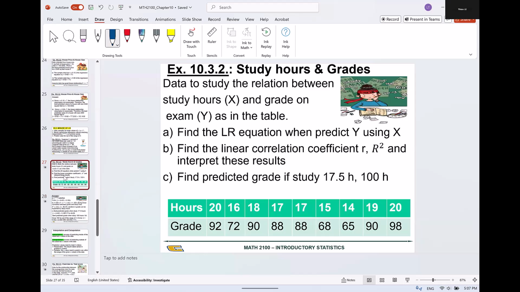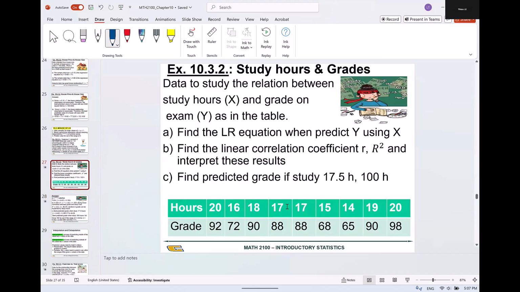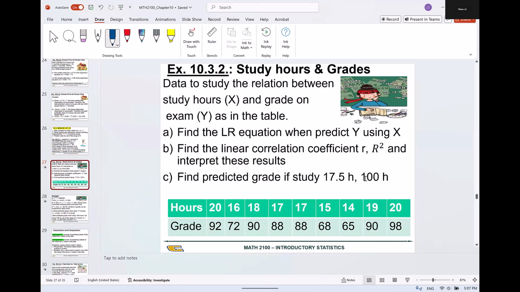And then in part C, find the predicted grade if a student studies 17.5 hours or 100 hours, okay? So 17.5 hours is a good value because it belongs to the range, right? You have the range from 14 to 20, you can see here, right? So you can predict which is this, you plug in, right? You predict it. But say what if you study 100 hours, right?